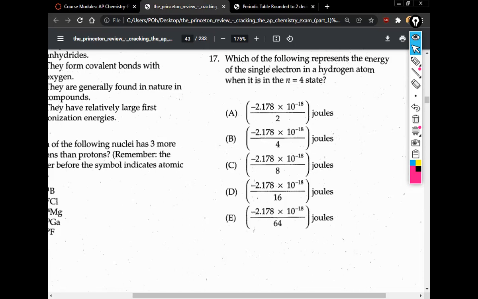Anyone else on this side need the AP Chem formula sheet? All right, and so you guys have the formula sheet now, so I'm going to give you guys 1.5 minutes to solve this problem.